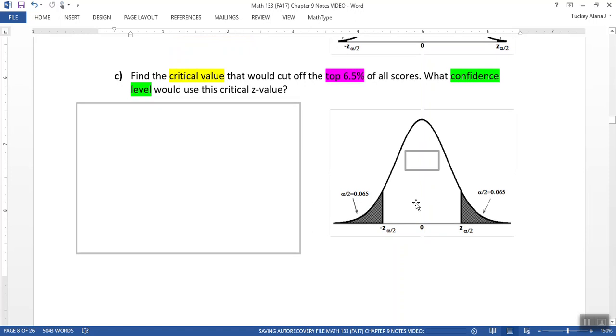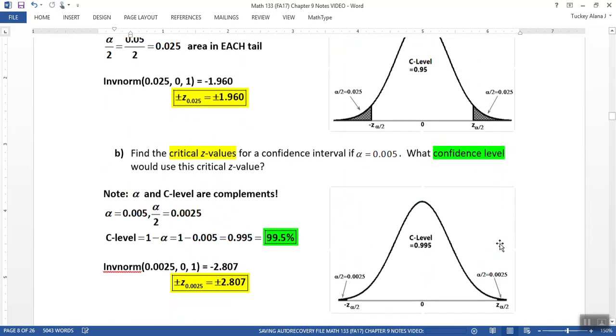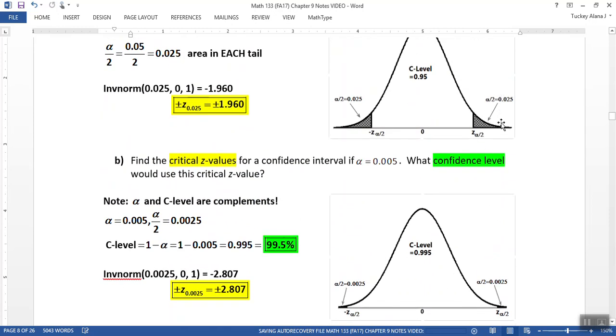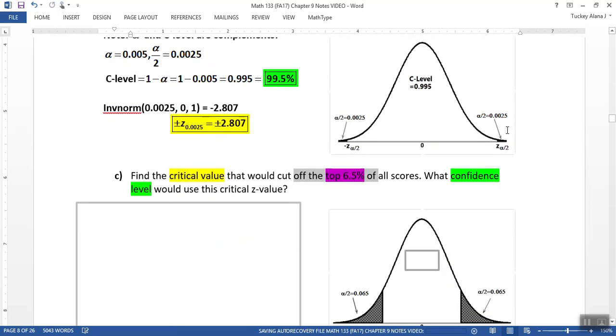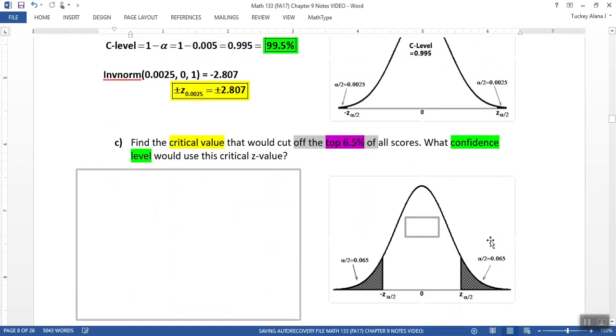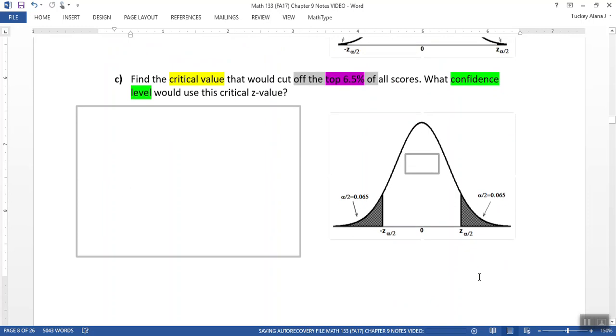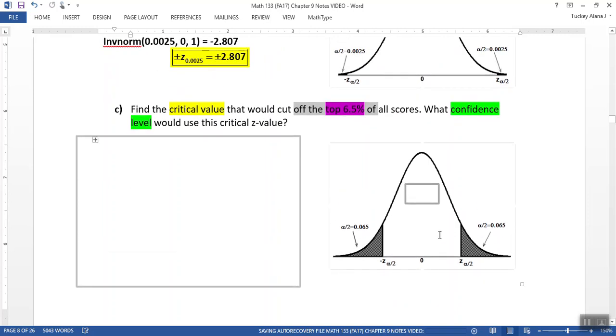All right, last problem. So you can see I've already shaded and labeled the components, and it's got the top 6.5%. So you can see I've shaded more in this tail than I did in the other two, because 6.5% in my tail is a lot more than 2.5% or 0.25%, which is what this middle one is. So this is 6.5%, so that's quite a bit. As a matter of fact, again, this is drawn by computer. This is actually exactly what 6.5% looks like.